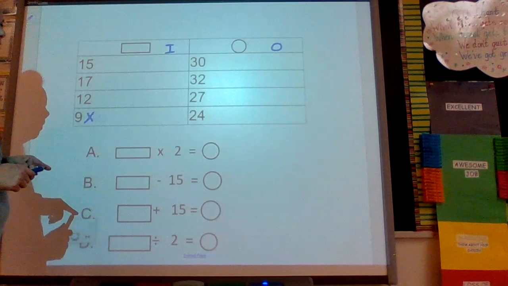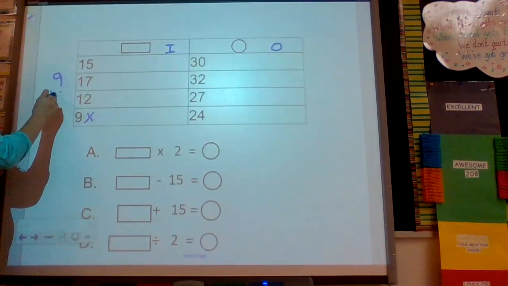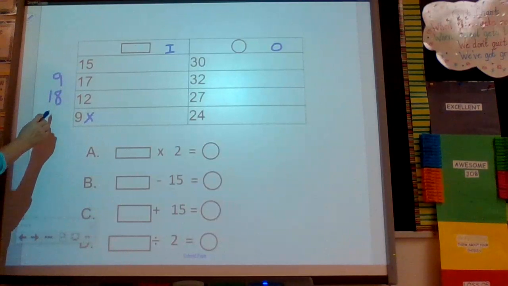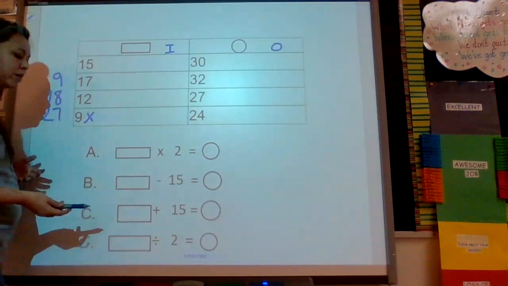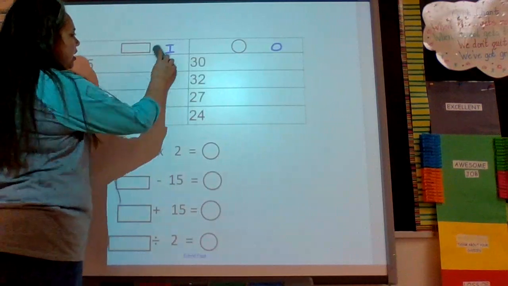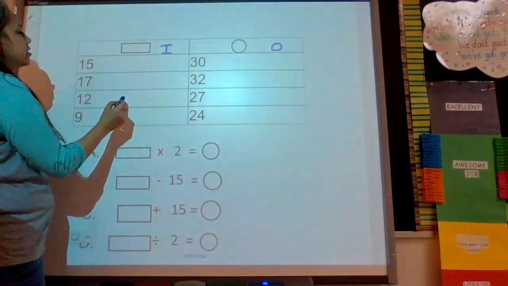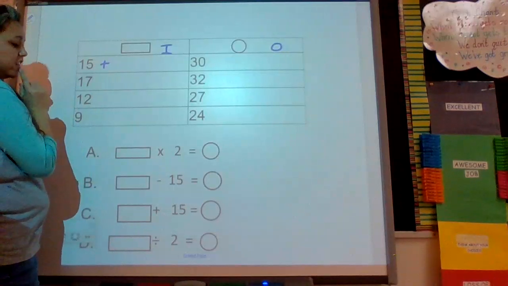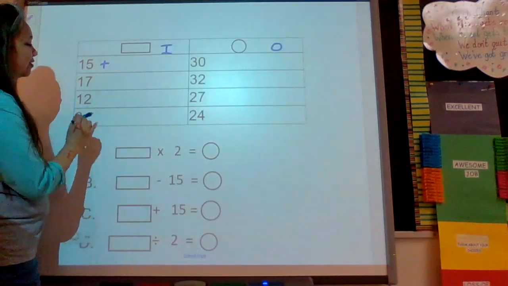Do your facts and nines for me really quick. 9, 18, 27, nothing. So now we know we can't use our multiplication facts, okay? Because it's not going to be multiplication. Oops, sorry, that is our input. So we're going to be adding something, and you can even sneak and look. It's the only one that they're adding is 15. Let's check it.